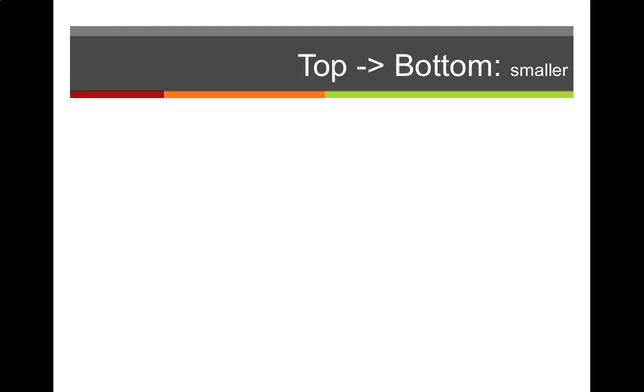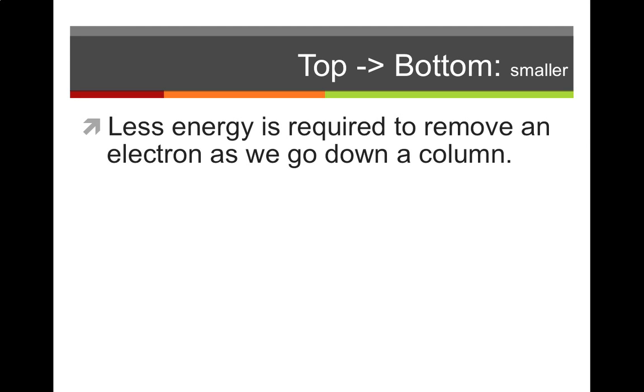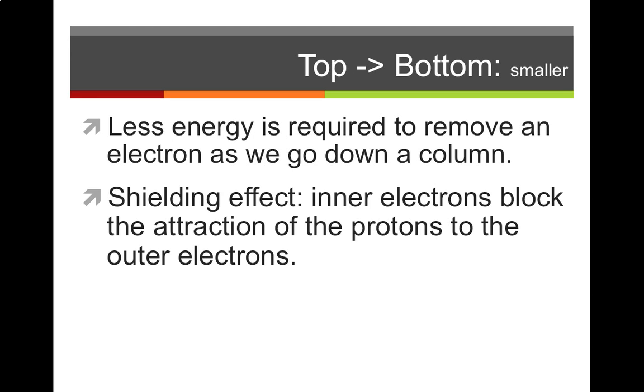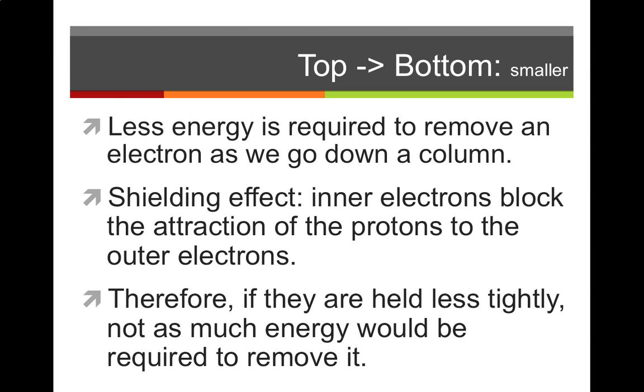As we go from top to bottom, our trend becomes smaller because there is less energy required to remove an electron as we go down the column. And again, that's due to that shielding effect. The inner electrons block the attraction of the protons to the outer electrons. They're not held as tightly, and therefore it doesn't take as much energy to remove them.